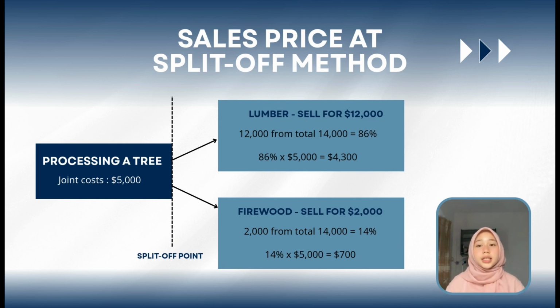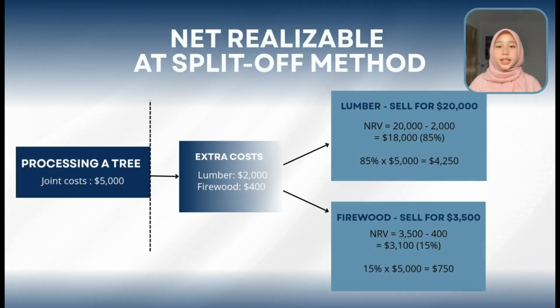Okay. In terms of revenue proportion, lumber contributes 86% of the total value. When we multiply 86% by our $5,000 joint cost, lumber is allocated $4,300. On the other hand, firewood only contributes 14% of the value, so it bears a lower cost allocation of $700. Finally, we have the net realizable value method.